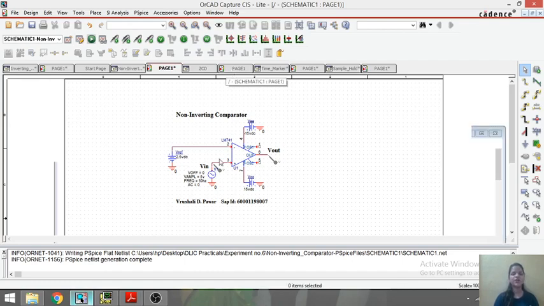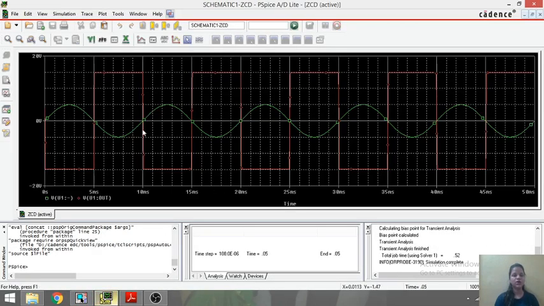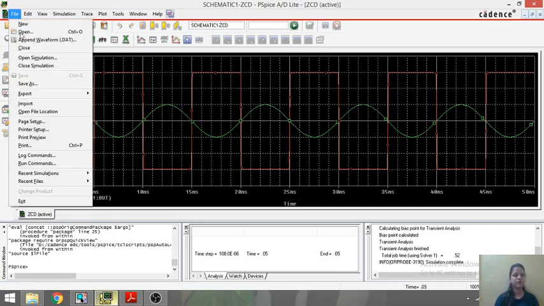And next one is the zero crossing detector, that is ZCD. Here also I have already made a circuit for that zero crossing detector. We are giving the V reference as 0 volt, the amplitude as 5 volt and the frequency as 100 Hz. So let us run this to check the output. So here is the zero crossing detector output. Green is the input and red one is the output.